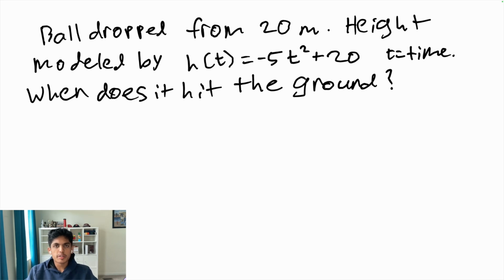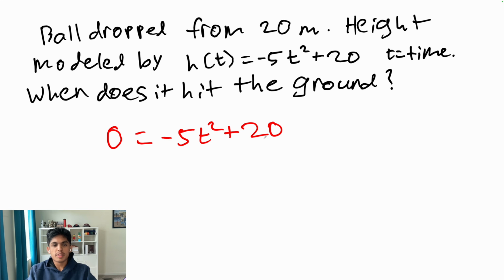All right, now we have another example from physics. A ball is dropped from a 20-meter height, modeled by h of t is equal to negative 5 t squared plus 20, where t represents the time. When does this ball hit the ground? Okay, since we were given the function for height, when it hits the ground, the height is going to be 0. And so we're just going to have 0 is equal to negative 5 t squared plus 20.